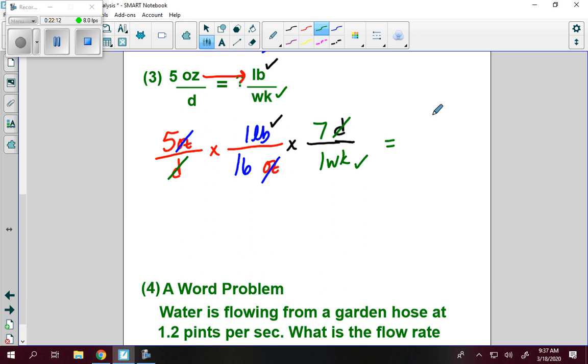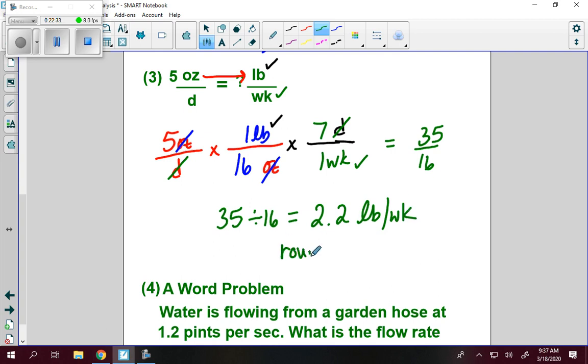And if I did the math, I would have 35 over 16, which is 35 divided by 16. I was going to actually round to the nearest tenth. So I'm going to say, should be 2.18 something. So I'm going to say 2.2 pounds per week, rounded to the nearest tenth.